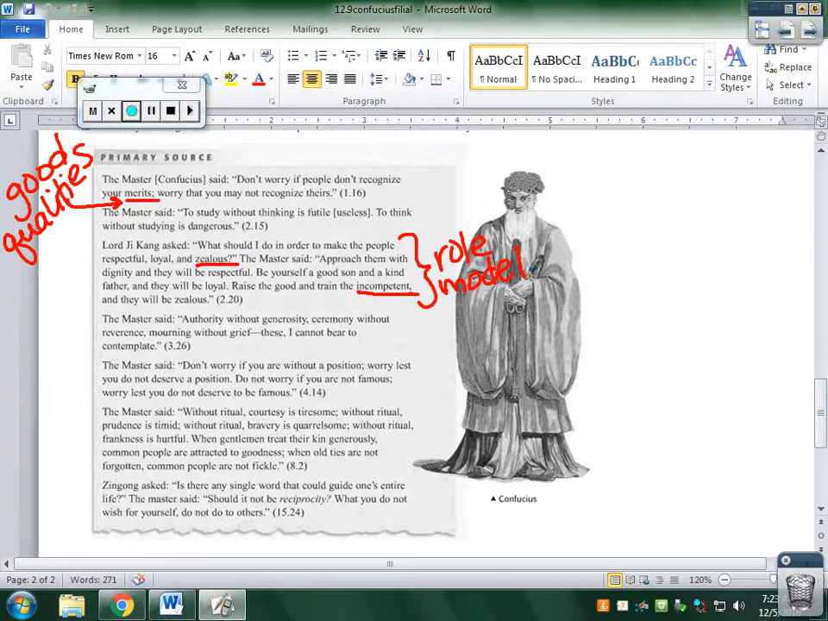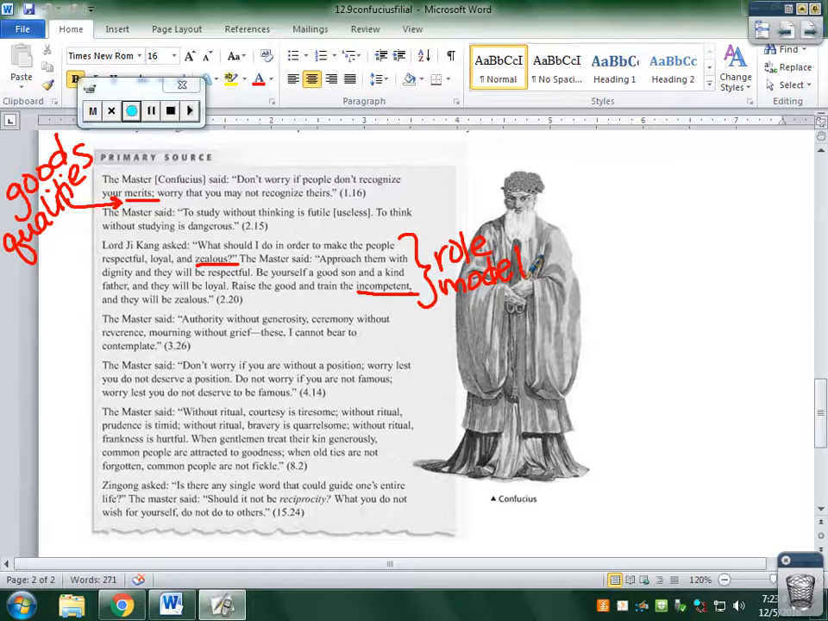The master said, authority without generosity, ceremony without reverence, mourning without grief. These I cannot bear to contemplate. He can't even think about somebody behaving in some of these ways.